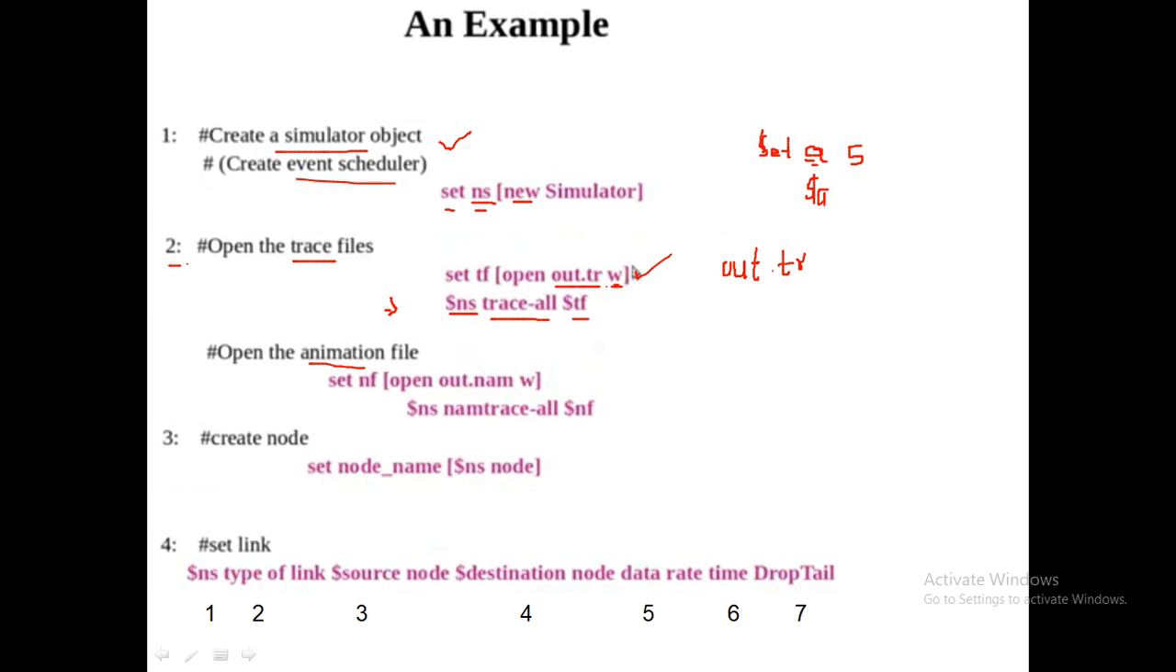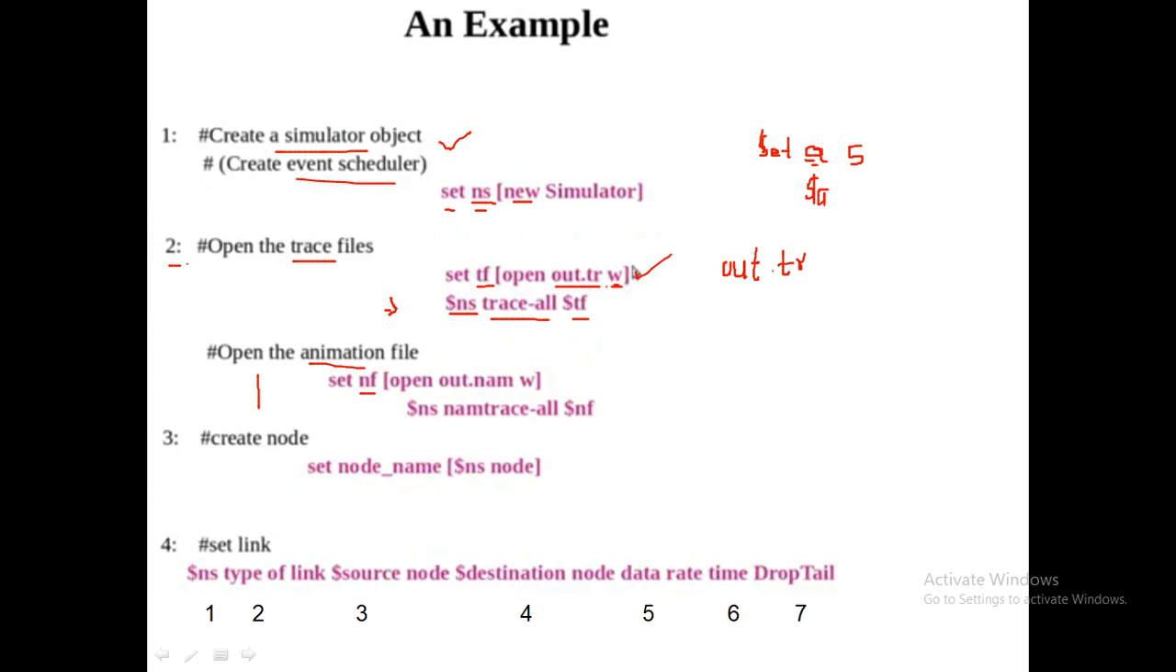$ns, the object you created here. You created an object trace file tf. Now you have to link both these things. How do you link? $ns trace-all $tf. Clear? Same thing for the animation file.